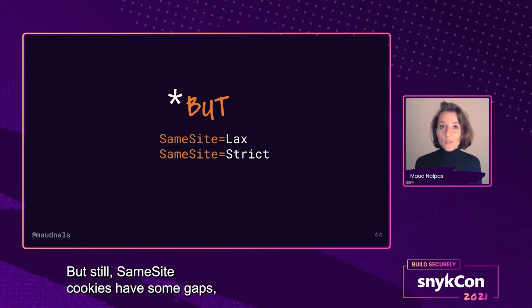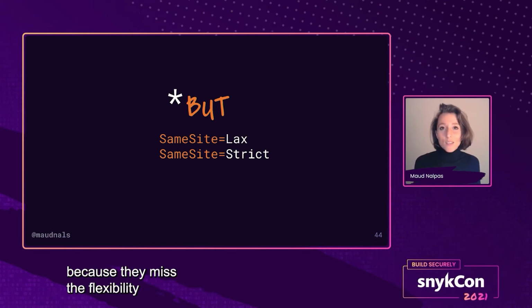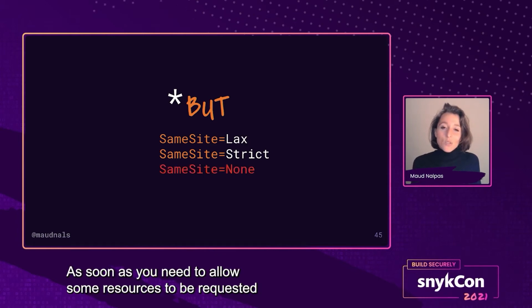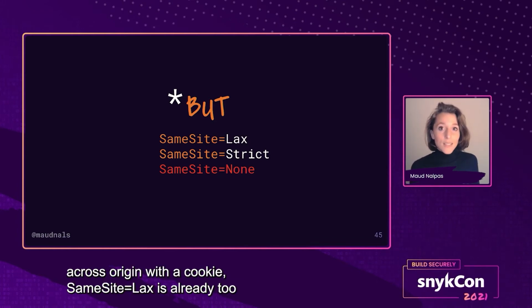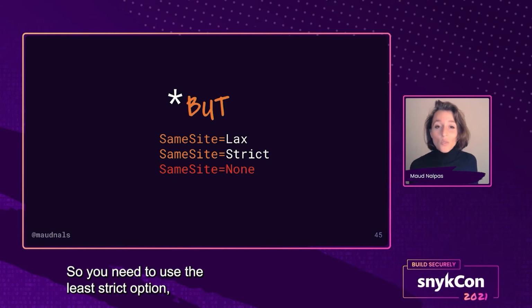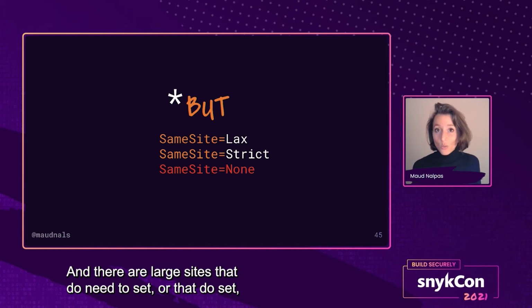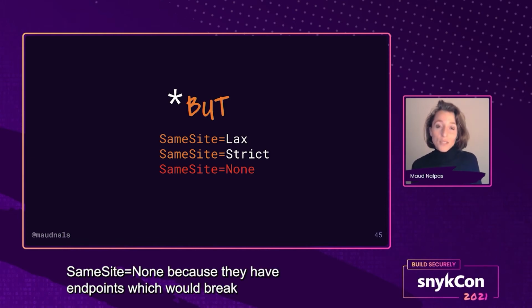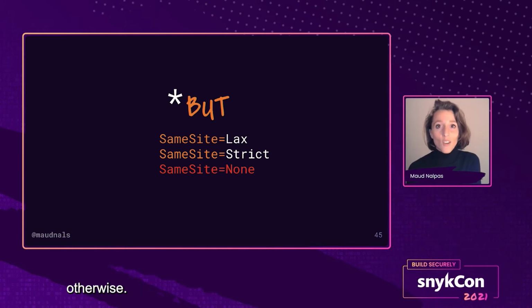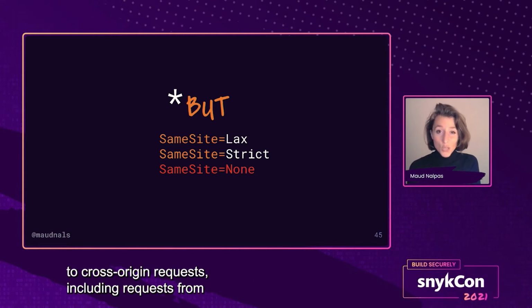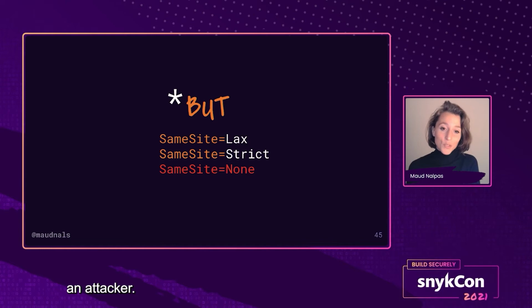But still, SameSite cookies have some gaps because they miss the flexibility to allow some resources to be requested across origins. As soon as you need to allow some resources to be requested across origins with a cookie, SameSite=Lax is already too strict. So you need to use the least strict option, which is SameSite=None. And there are large sites that do set SameSite=None because they have endpoints which would break otherwise. And with SameSite=None, your cookie will be sent in response to cross-origin requests, including requests from an attacker, so evil.example.